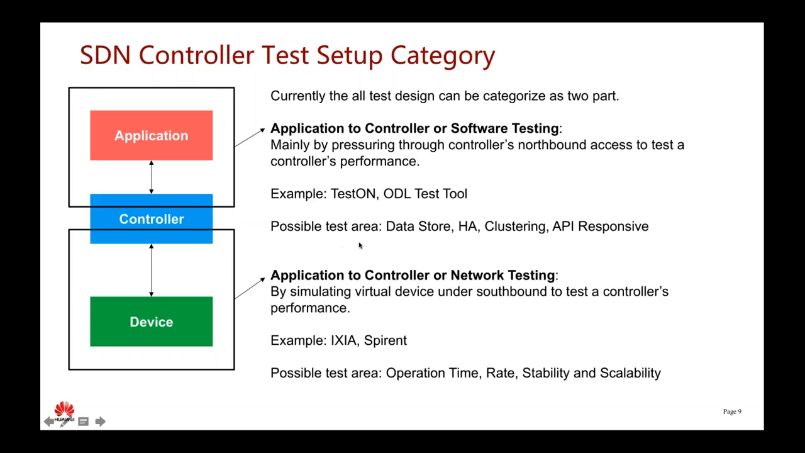So basically we can see this part. Actually, HA should be here at the lower bottom, but this is it.